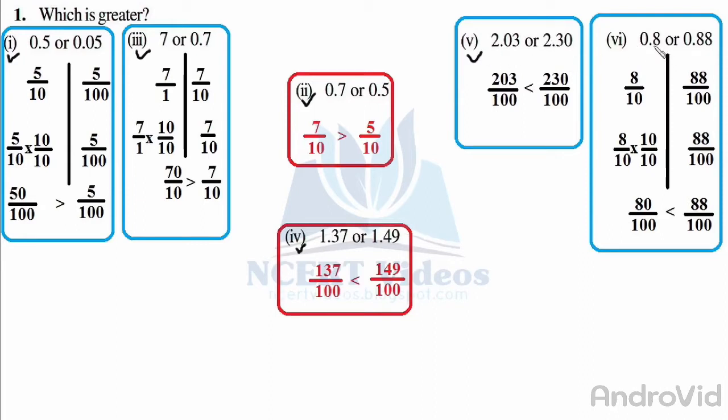Now the last part, 8 over 10, you got the idea. Now 88 over 100. Again, since the denominator is not the same, we will multiply it with 10 in order to make it 100, and similarly the numerator so that the value does not change. Now 80 over 100 and 88 over 100, clearly 88 is greater. Therefore, 0.8 is smaller than 0.88. It means 0.88 is greater than 0.8. So that was your first question.